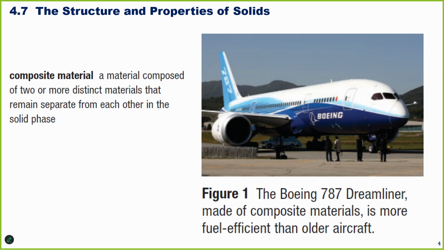This model plane uses approximately 20% less fuel than a comparable Boeing 767 model. The 787 Dreamliner is the first major airplane to use composite materials made from two or more substances that have significantly different chemical and physical properties. In composite materials, the substances remain separate and distinct from each other. Many common products such as boats, bricks, surfboards, and even concrete use composite materials.